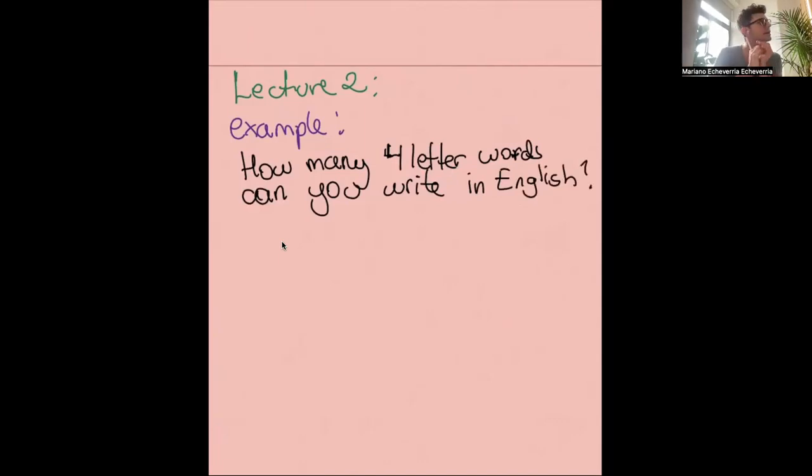Okay, and just to make it clear, what do I mean by 4-letter words? First, they don't need to make sense. So for example, something like this will count for us as a word. I don't think it is an actual word. It is not a proper word in English, and it doesn't have a definition, but it's still a word in the sense that you're using letters from the alphabet, and it just has four letters. So something like this counts.